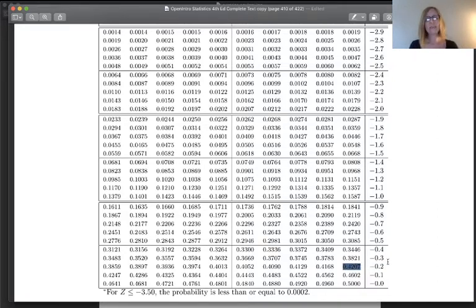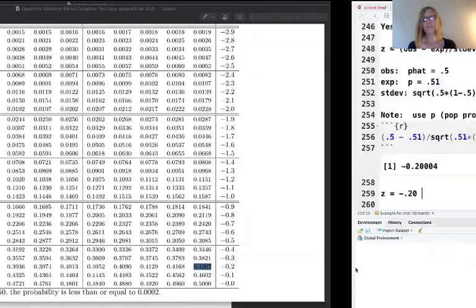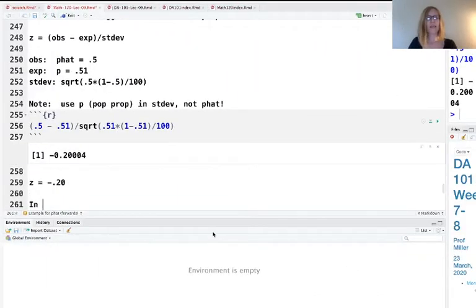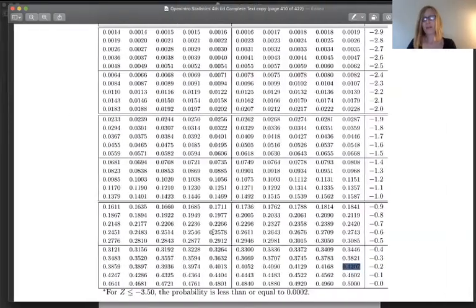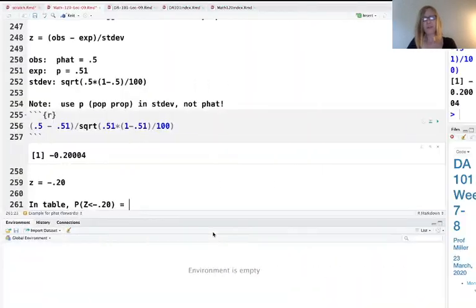Here's exactly the same table you've got. Don't worry if you forgot to bring your Z table home with you. This is the one that's in the back of the book, so you can still access this. I've got a value of 0.4207. In the table, the probability that Z is less than negative 0.20 is equal to 0.4207.